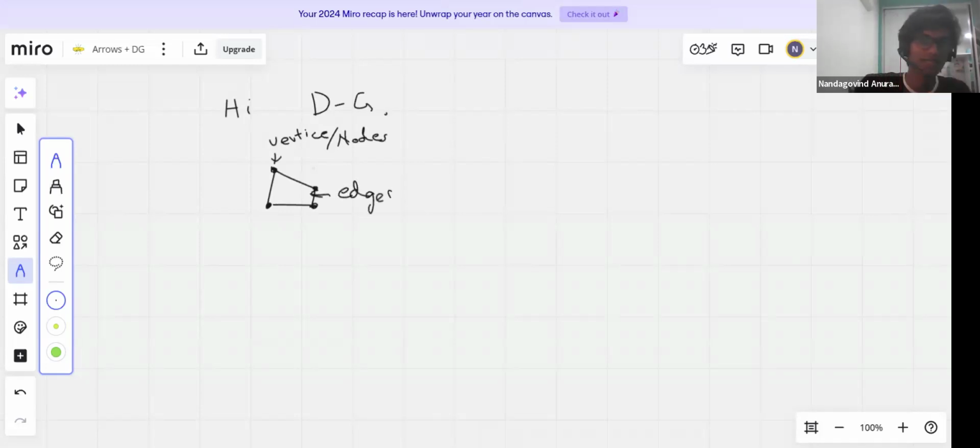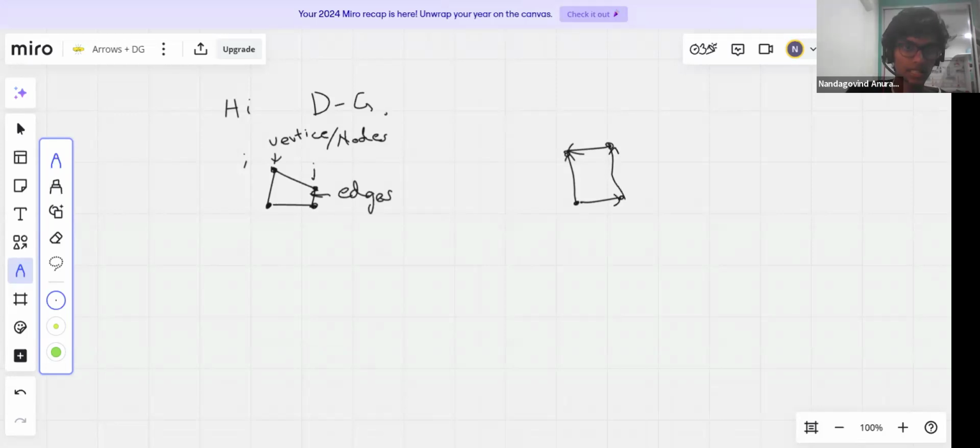This is a regular undirected graph, which is probably what you're more familiar with, where edges don't have a direction. That basically means I don't discriminate between an edge from I to J or an edge from J to I. That doesn't make sense in an undirected context. But in a directed context, I add this additional element: to every edge, I also assign a direction.